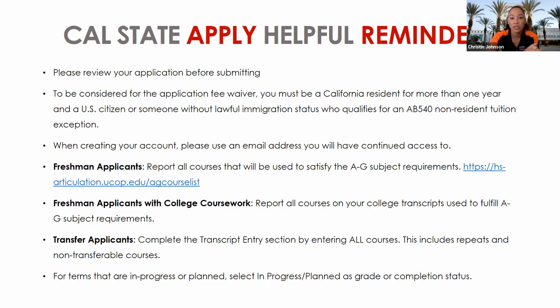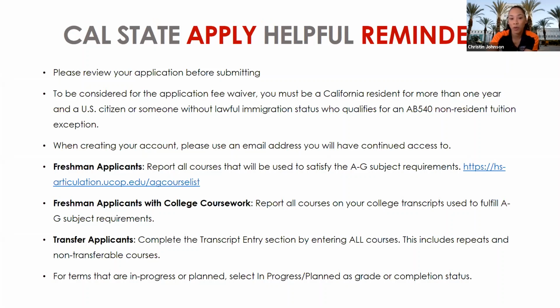And then freshman students, when you're filling out your application, please make sure that you are only putting A through G coursework into the application. So you're not going to be entering classes such as PE or anything like that. You're only going to put classes that are A through G.